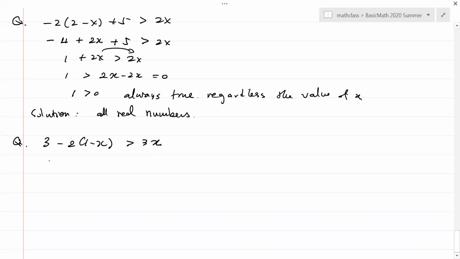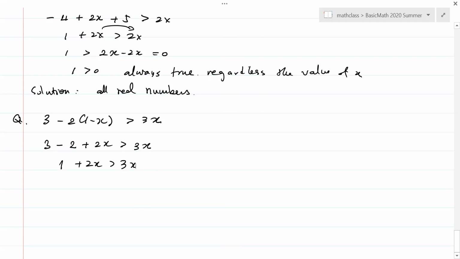Now let's carefully simplify the inequality. 3 minus 2 plus 2x greater than 3x. So 3 minus 2 is 1. Right? Now when you do the homework, show all the steps, okay? Step by step. So if there's a mistake, when you or your parents check the answers, they can go back to see where the mistake is, okay?